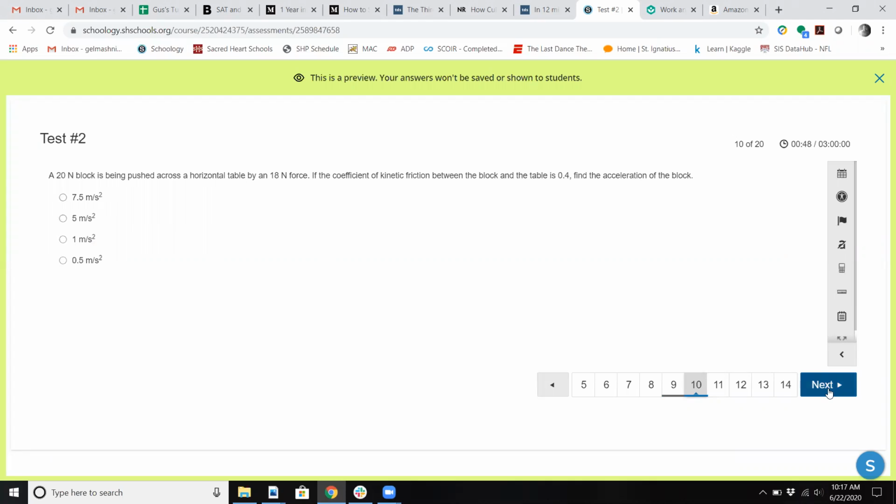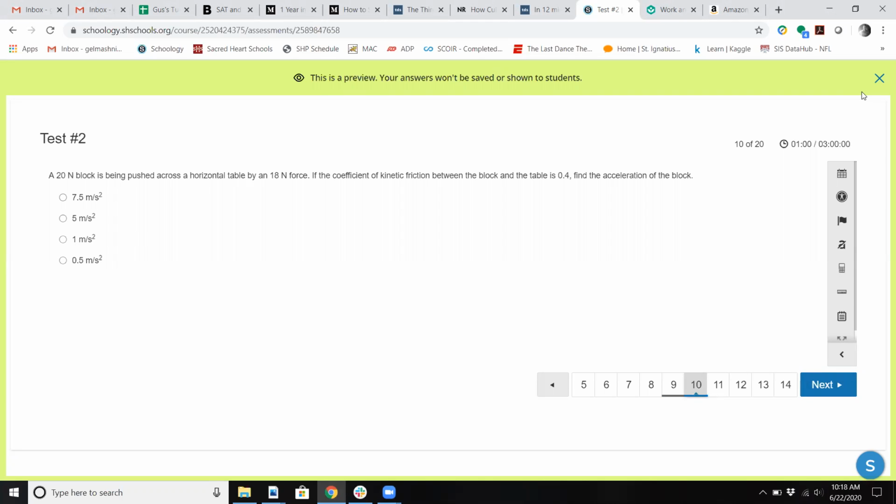Okay, now this one here. A 20 Newton block is being pushed across a horizontal tile by an 18 Newton force. If the coefficient of friction between the block and tile is 0.4, find the acceleration of the block. Okay, so let's draw a picture again. Now this is a 4-point question. You have to start actually doing a little bit of work.